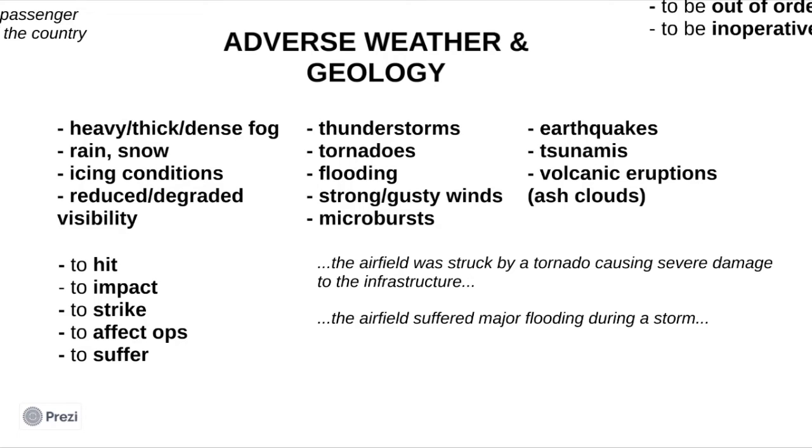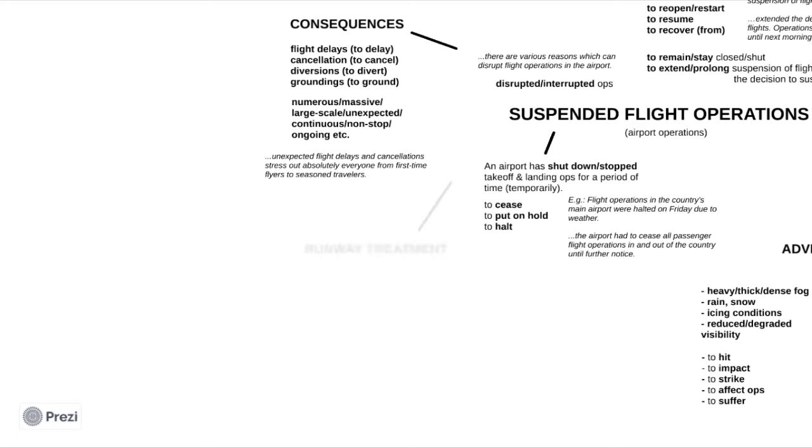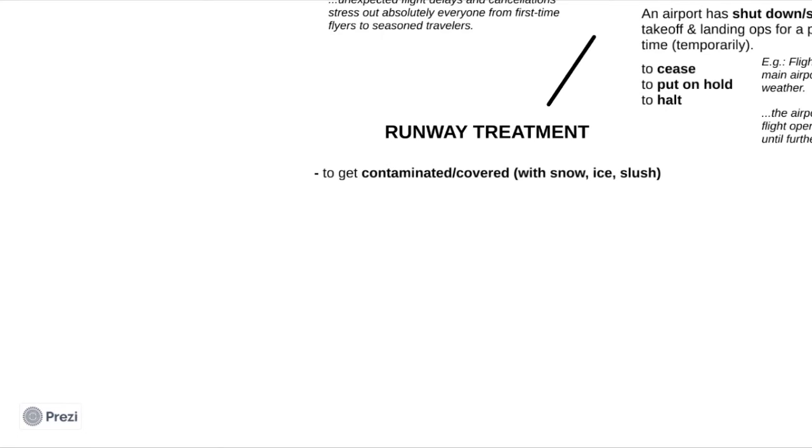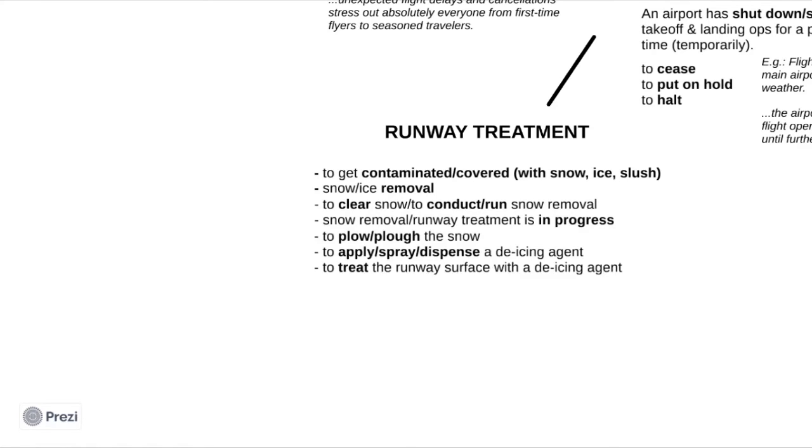Now, in order to handle the nasty weather, the airport might shut down its operation or runway treatment, as the runway may get contaminated or get covered with contaminants, like snow, slush, and ice. You may also want to describe it with snow removal or slush removal, or use to clear snow off the runway, or to conduct or to run snow removal, or just say that the snow removal or runway treatment is in progress. We can get more detailed and say that the ground surfaces are plowing the snow, or applying de-icing agent, or spraying it, or dispensing it, or treating the runway surface with a de-icing agent.